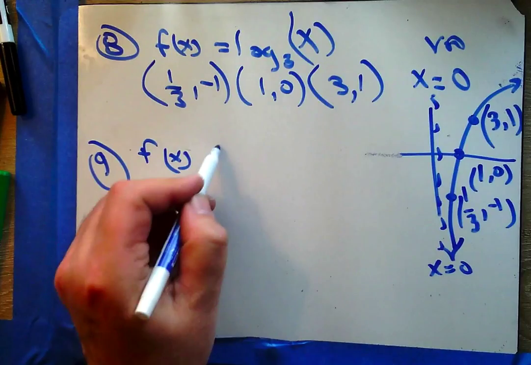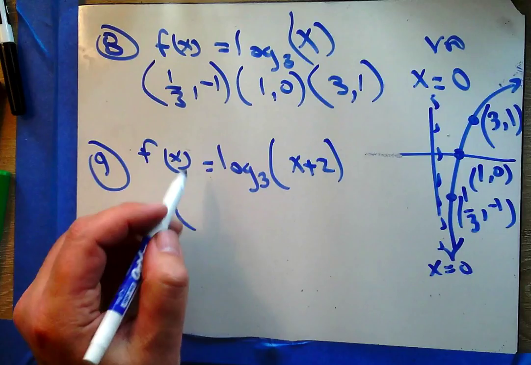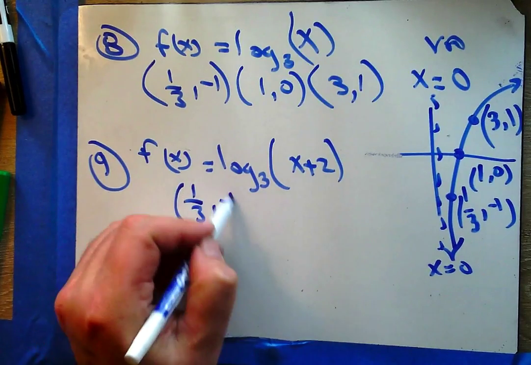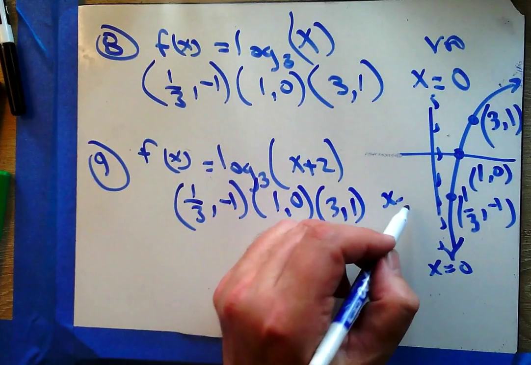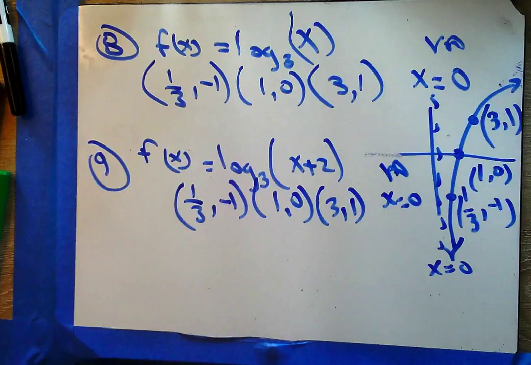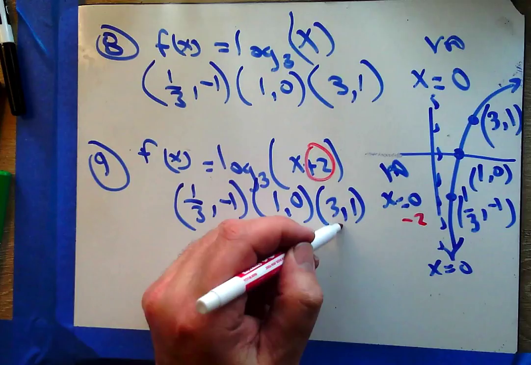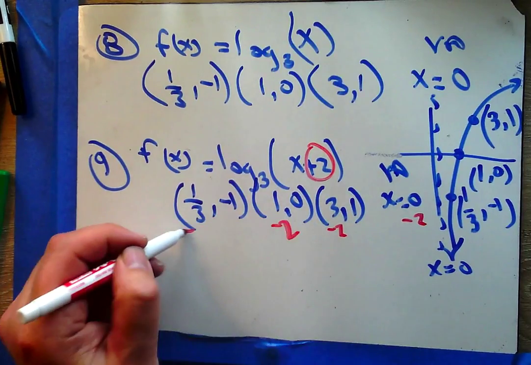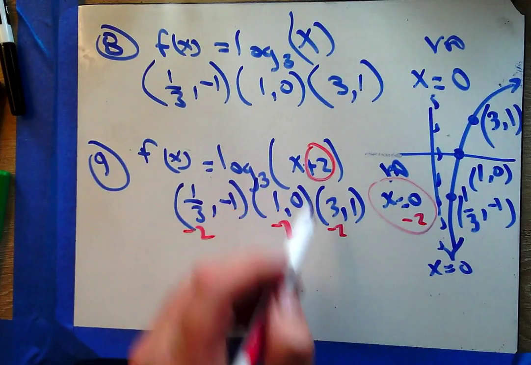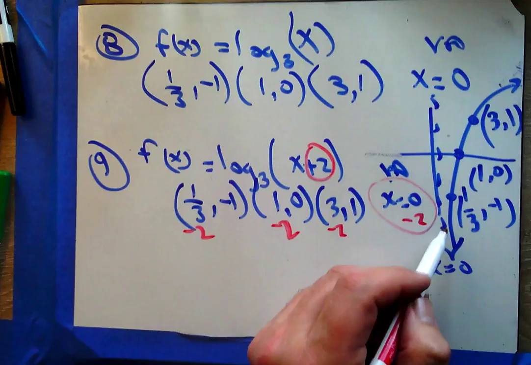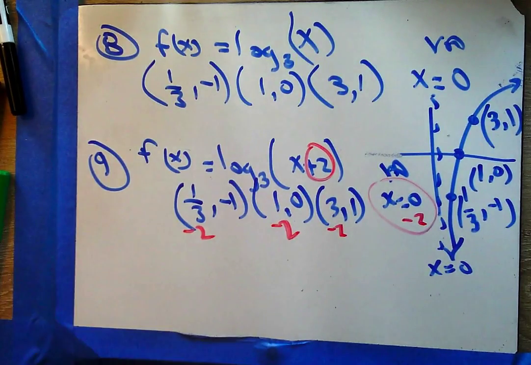F of x equals log base 3 of x plus 2. So we're going to have 1/3, negative 1; 1, 0; 3, 1; and don't forget x equals 0, the vertical asymptote. I bring that up because I see I'm supposed to subtract 2 from all the x's, including that one. I swear, this gets left out so often by students that even when they put the points here, they still make the vertical asymptote here and then they end up with the wrong graph. So please be mindful of that.